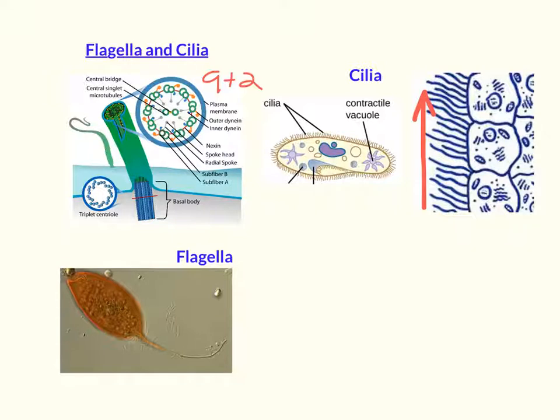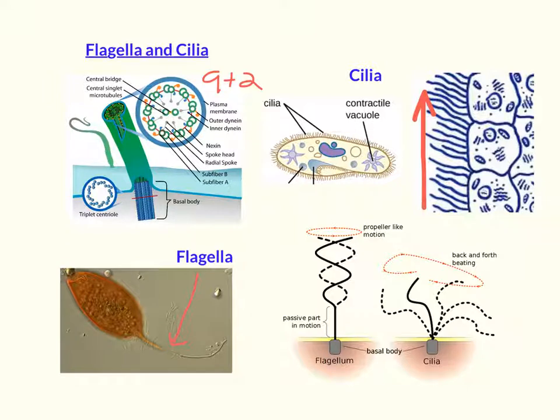Flagella are long, whip-like, and much fewer than cilia. There's 1 to 5 of them attached on one end of a cell. Flagella move like a propeller, while cilia move back and forth.